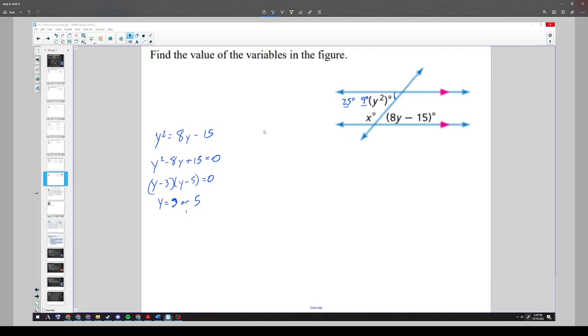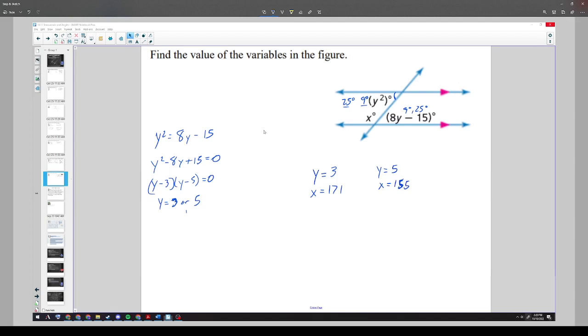Plugging in the same numbers here, I should get the same values. So if I plug in 3, I get 24 minus 15. That's 9 again. If I plug in 5, I get 40 minus 15. That's 25 again. So there's really nothing to say which of those it is. Neither of those is negative. Both of them are reasonable. So then I would end up with either y equals 3 and x equals, so that would give us 9, and then these add to 180. So 171, or y is 5, and x is the supplement of 25, which is 155.